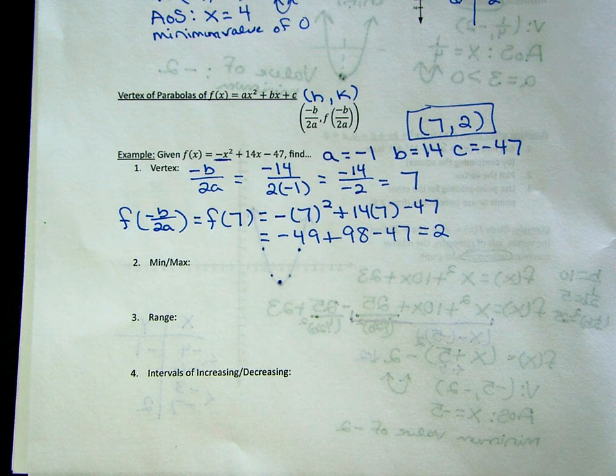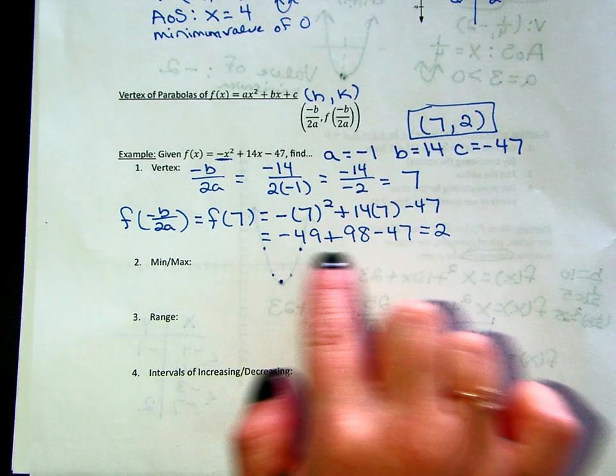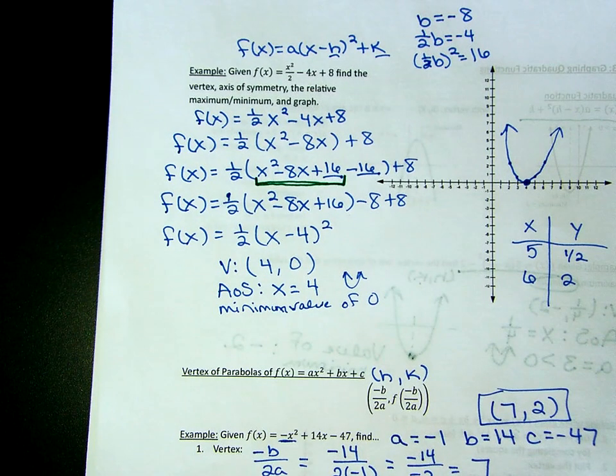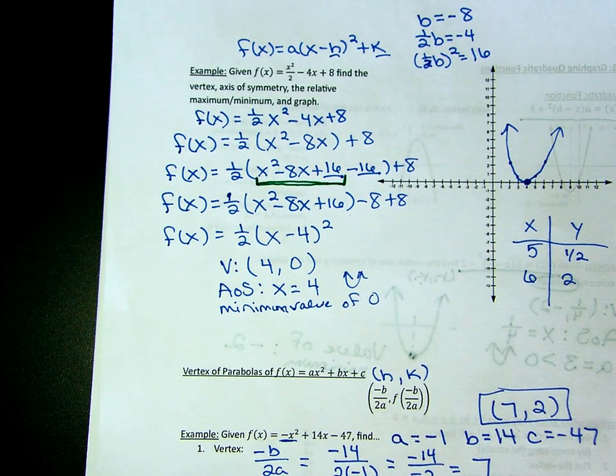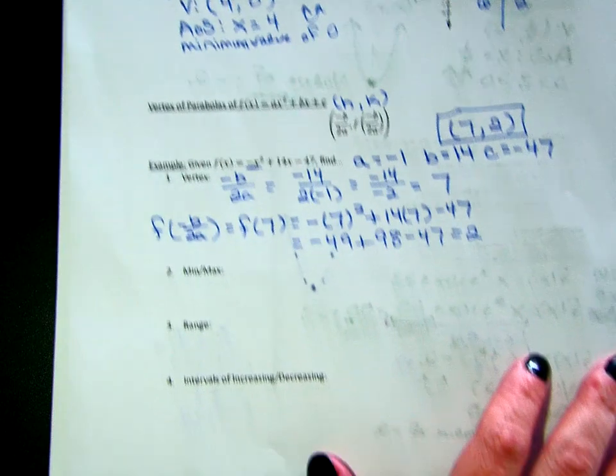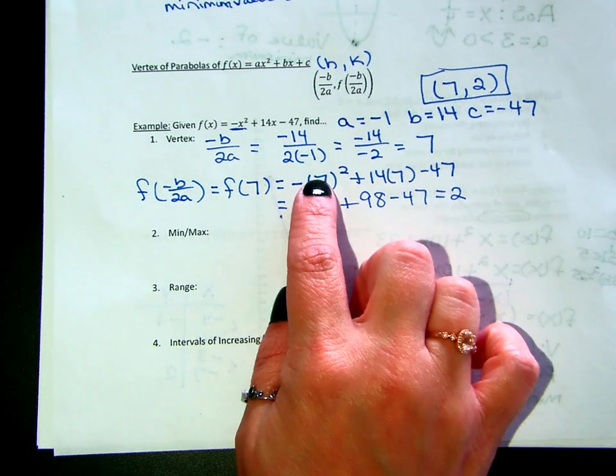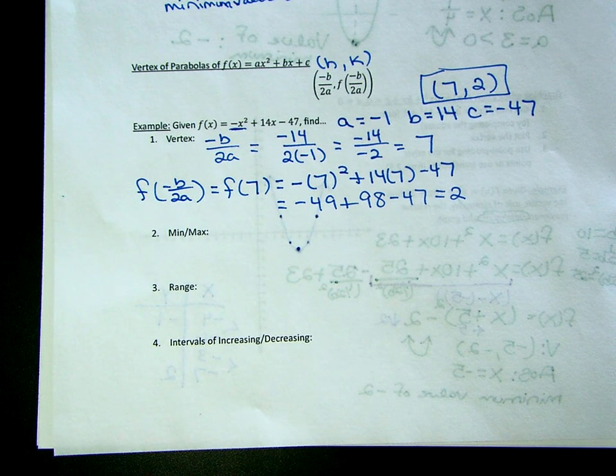I don't know about you, but I'd much rather do this kind of algebra than this kind of algebra. Both will get you to the same answer. But this one's a little bit more computational. Now, this problem is not going to ask us to graph, but it is going to ask us for a lot of different pieces of information, and I need to show you that you can actually find all these pieces without graphing. The vertex was the first one.